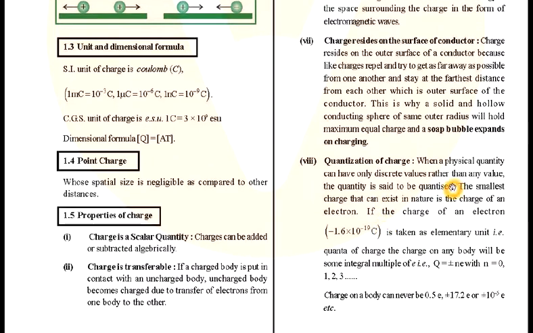What does it mean? When a physical quantity can have only discrete values rather than any value. Discrete means it would be a multiple of some value. Here e represents the electric charge. Charge of an electron is minus 1.6 times 10 to the power minus 19 coulomb. It is the elementary charge. The charge cannot be less than this quantity. It is the very elementary charge.